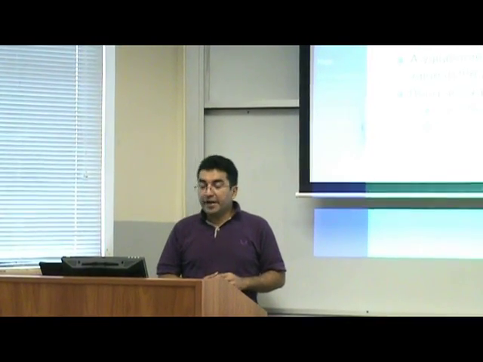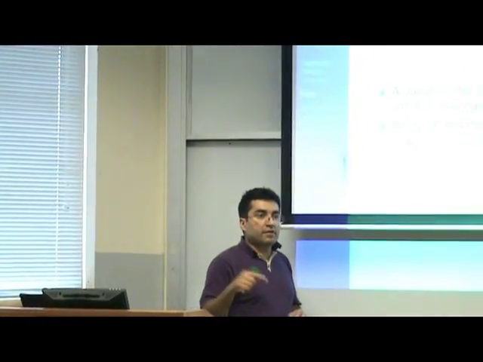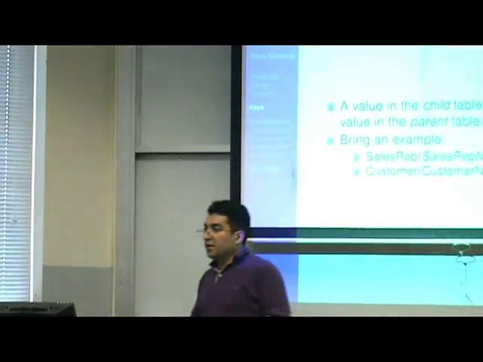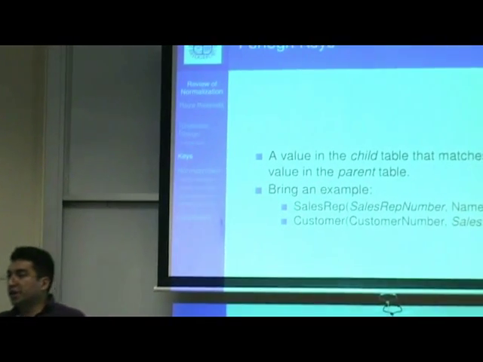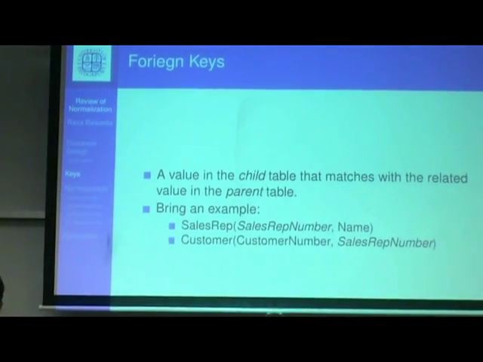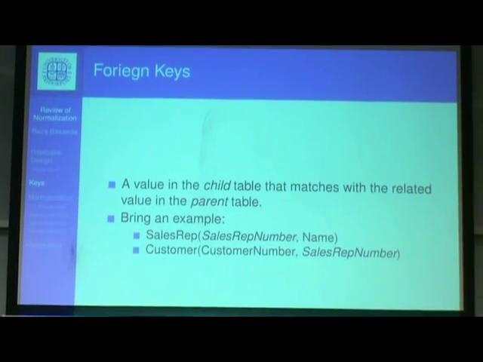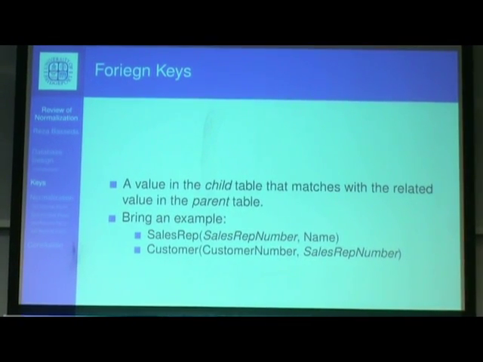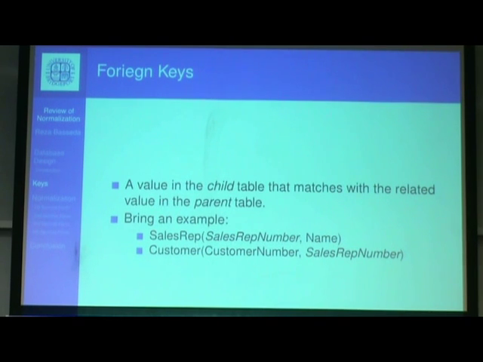So foreign keys, to remind you, are those attributes that are primary keys in another table, and they show a link from one table to another. A value in the child table matches a value in the parent table.